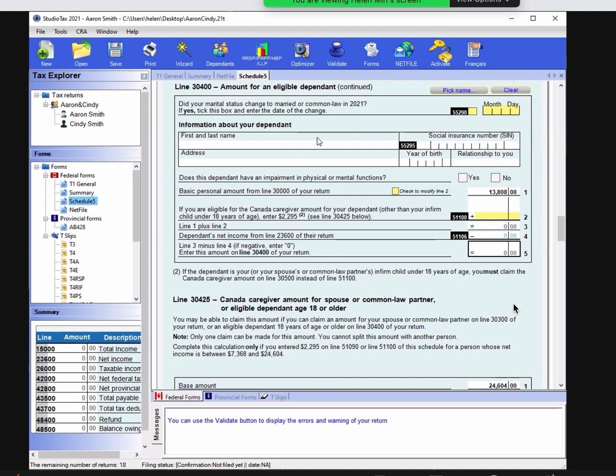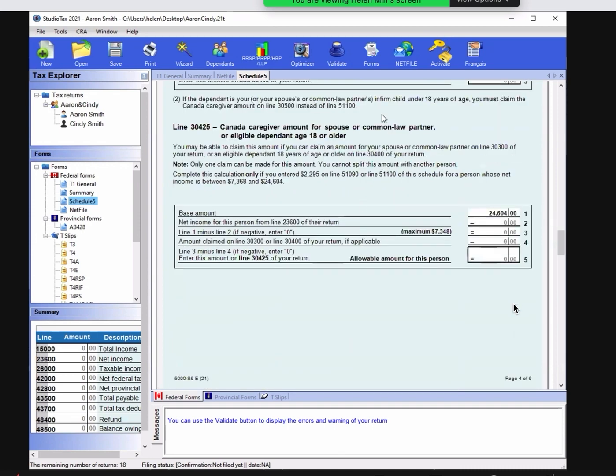So leave this one blank. Yes, correct. So she cannot fill this field. She cannot fill this part. Then can she fill this part? Because she thinks her father is infirm. Can she fill? Yes, she can. But you see, this one is the Canada caregiver amount for spouse or common law partner or eligible dependent. So these ones are only for a spouse and eligible dependent. So can she fill this one?